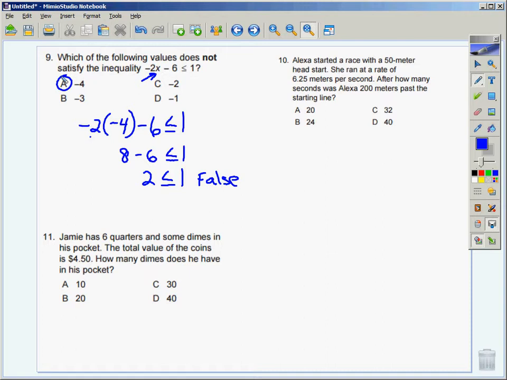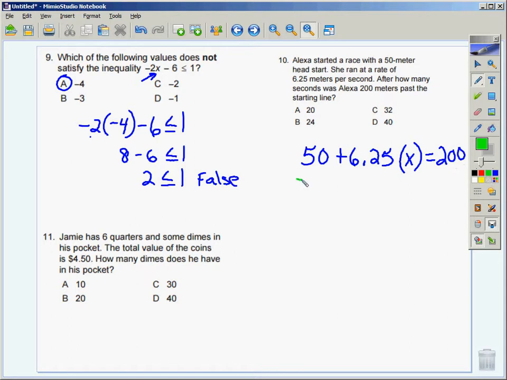Alexa started a race with a 50-meter head start. She's starting out with 50 meters. She's running at a rate of 6.25 meters per second. If I multiply by that number of seconds, we should be able to find out how many seconds it will take her to run 200 meters.